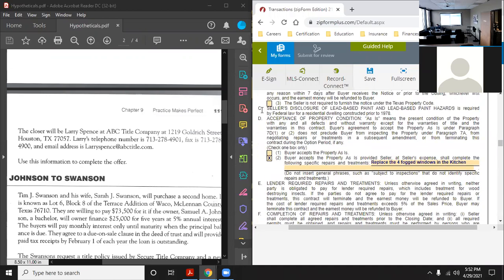The seller's disclosure of lead-based paint, we are going to have to worry about that because, again, prior to 1978, and this house was built in 1975, as it said.